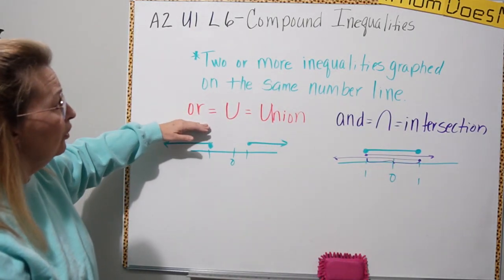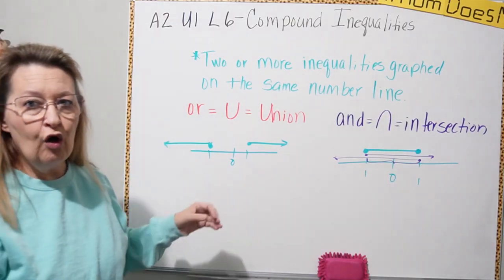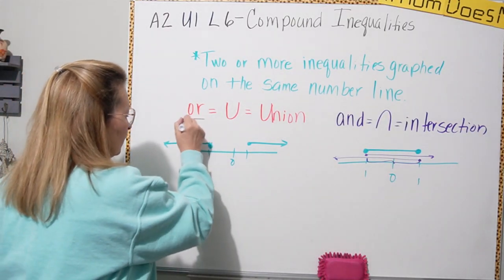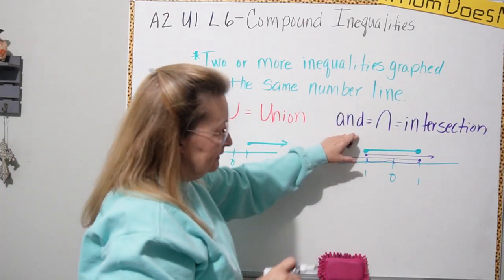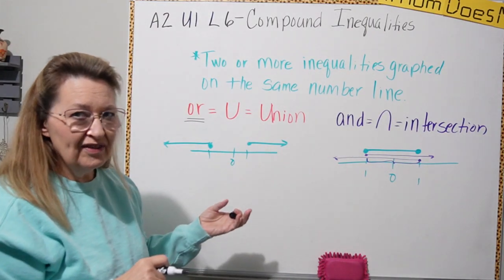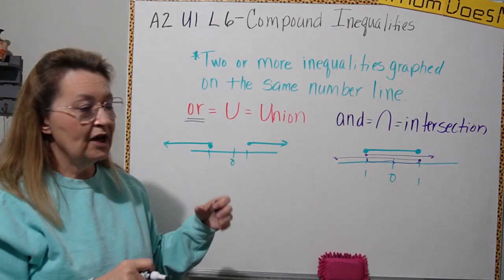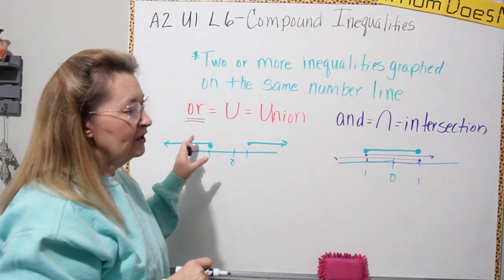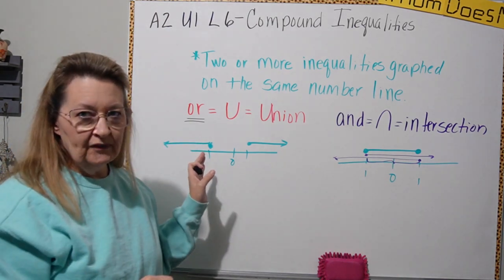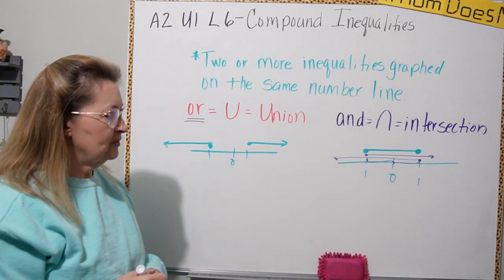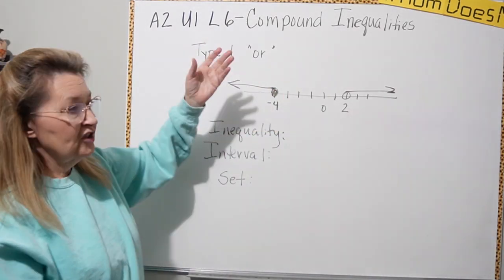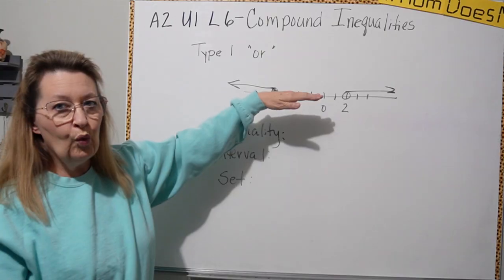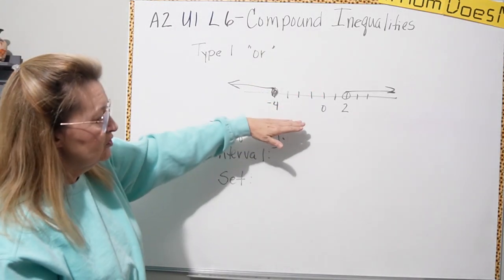Now an OR compound inequality will always have the word OR. You will always see that word OR. AND problems can have the AND or they may not. So if you don't see an OR, it's not an OR, okay? So let's just look at some problems. Okay, in this first section, which is type 1, we're just going to be looking at the ones that have the OR in it. Graphically, this is what they look like.